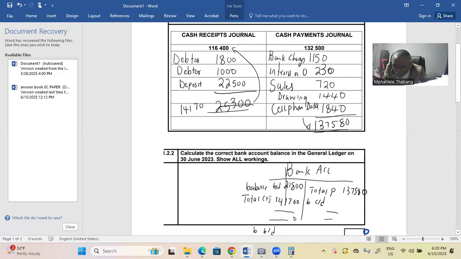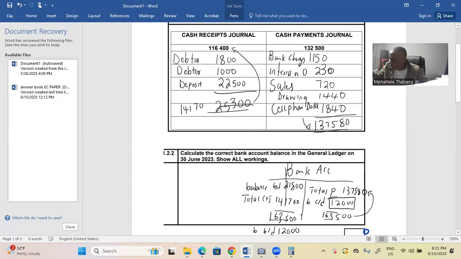I'm adding on the debit side. 8 plus 7 is 15, write 5, carry 1, and I'm going to have 3, 6, 1. So it's 163,500. You take 163,500 and subtract your total payment, and you get the balance carried down. I'm just going to write a wrong figure here; you will calculate it. Suppose it's 12,000. So this balance carried down, you're going to bring it down.